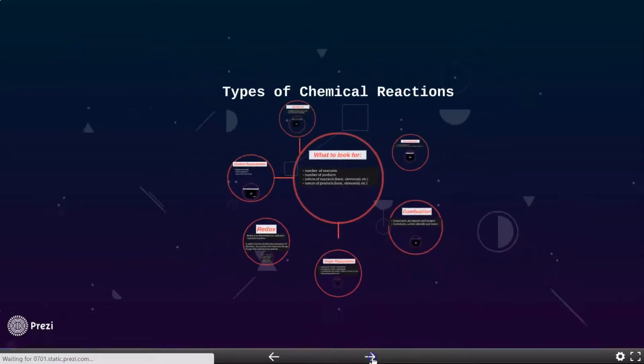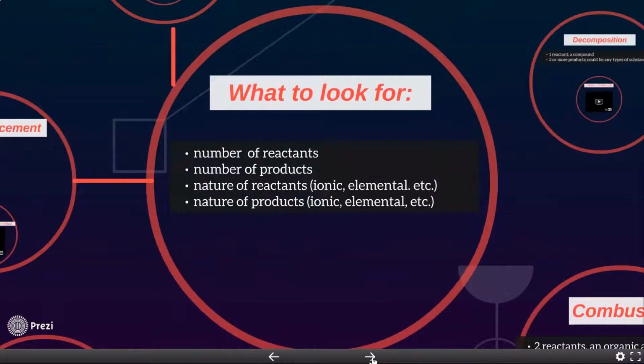But if you take a look, what kinds of things you want to look for is how many reactants and products there are. Is there just one reactant? Are there two reactants? And same idea on the product side. And then what kind of substances are they? Are they ionics? Are they elements? Are they molecular? That's what's going to help you identify what kind of reaction is going on.